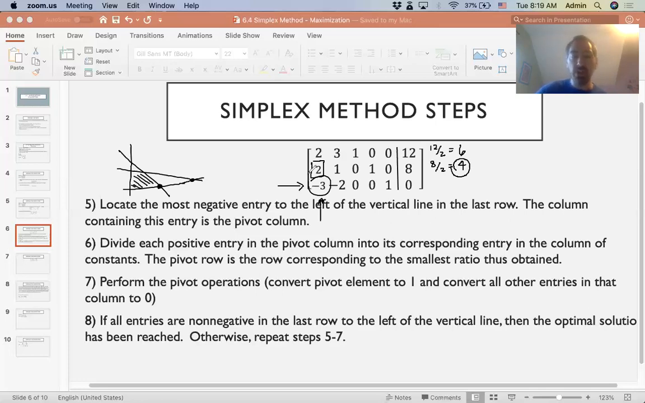Step 8, if all entries are non-negative in the last row, then we're done. Then the optimal solution has been reached. Okay, and we'll see what that optimal solution will look like. But as long as we have negative numbers here, then we're not finished yet. And we would need to go back to step 5 and repeat that same process. Okay. All right, so let's take a look at this using all 8 steps together, demonstrating this in the example.